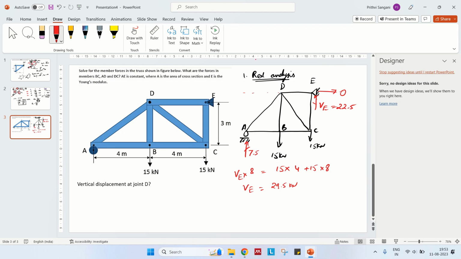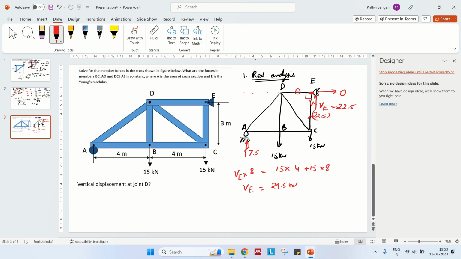Like I said, you just check this by inspection. By inspection, we can say that these both members are perpendicular, they are orthogonal, right? So if these members are orthogonal, that means this should be equal to this. So this is 0 directly. What about the other one? This should be equal to 22.5. So this is 22.5 in tension.